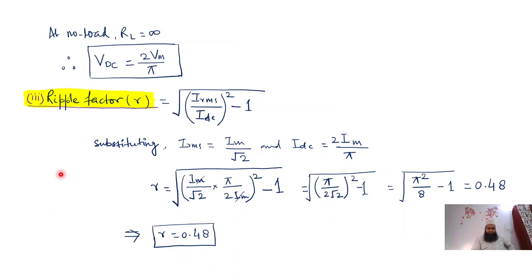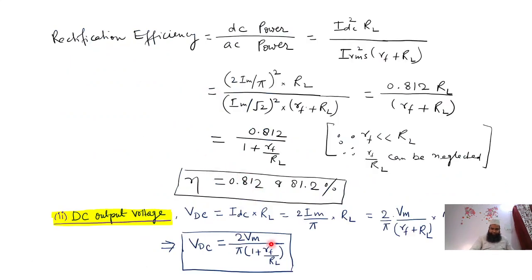At no load, that is when the load resistance is considered: for open circuit, that is for open terminal, the resistance is infinity. For the open circuit, that is for no load condition, VDC equal to 2 Vm upon pi. This term will be for high load resistance. This term can be neglected. Then the VDC will be 2 Vm upon pi.